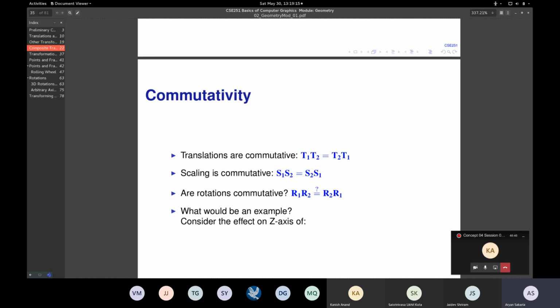You first rotate about the z-axis by 90 degrees, so you end up at 0, 1, 0. Then you rotate about the x-axis, after which you end up at 0, 0, 1. Is that correct? I think it's correct. Plus 1 only.